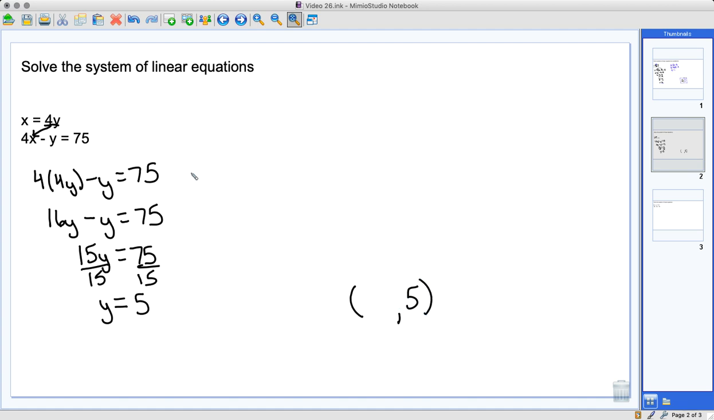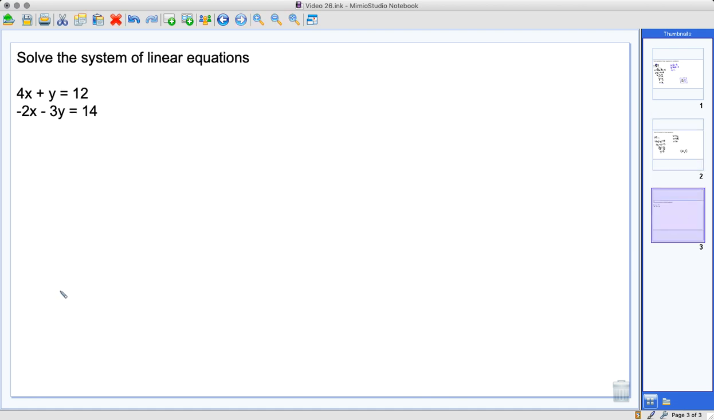I still need to find the x value. So I'm going to use that x equals 4y. So x equals 4 times 5. x is 20. So there's my point for that system of equations.